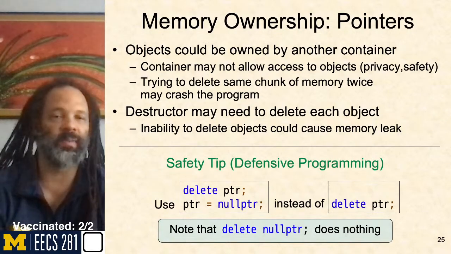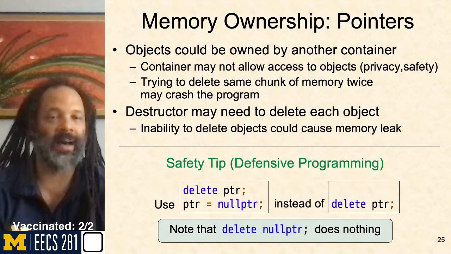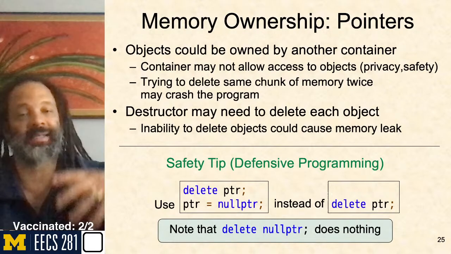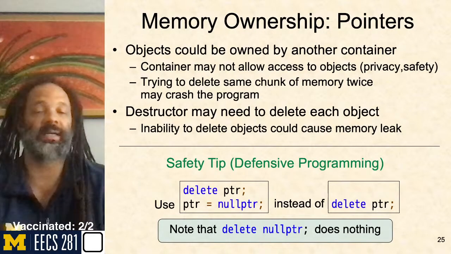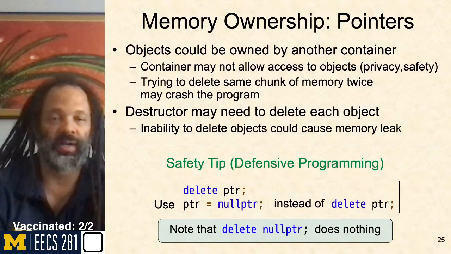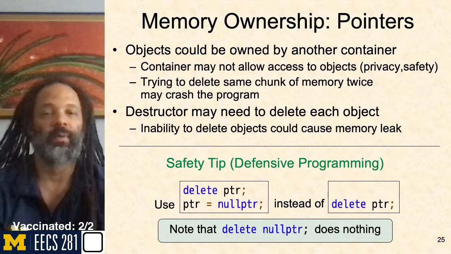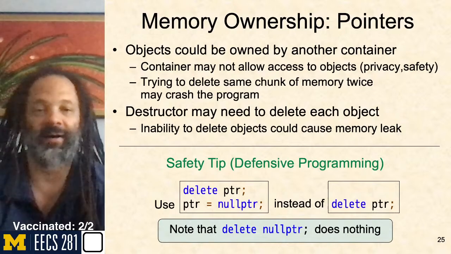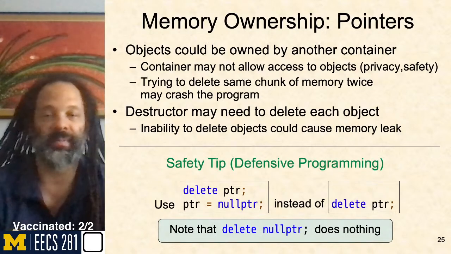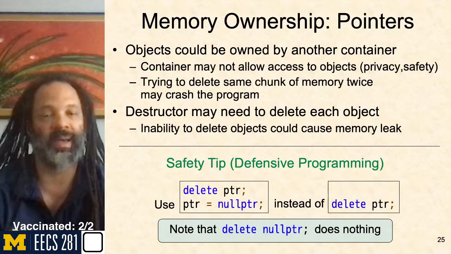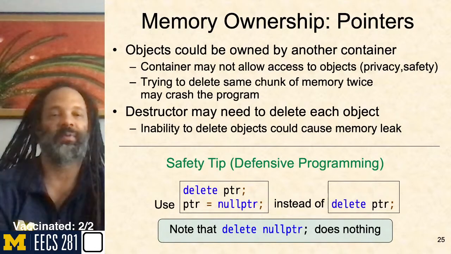So it's important to recognize with pointers that some object could be owned by another container. Right? Containers may not allow access to objects inside. This is for privacy. It's also good for safety. And this is going to help us prevent the deletion of the same chunk of memory twice, because when an object owns the memory and it doesn't allow you to delete from it, then we have a smaller chance of having a double delete error. The destructor does have to delete those things though, so you have to be sure that anything that's got pointers, that has memory, that has stuff allocated, we've got some way to get it cleaned up.